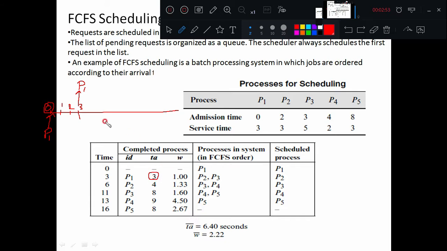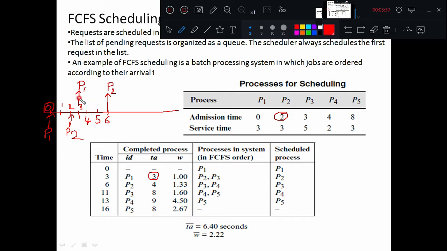We'll take the next process. P2 enters at admission time 2, but P2 is scheduled once P1 completes its execution, that means at 3 seconds. Its service time is also 3, so it will finish its execution after 3 seconds. That means P2 will leave the computer system, or the CPU is released from P2, at the 6th second.